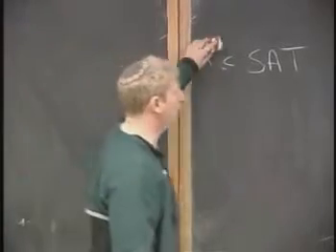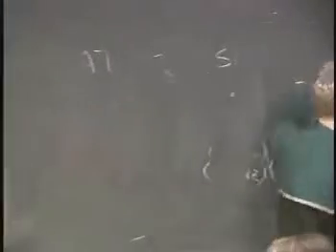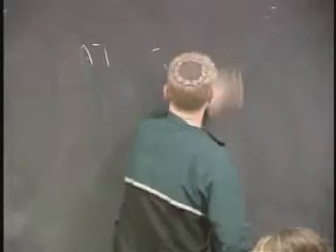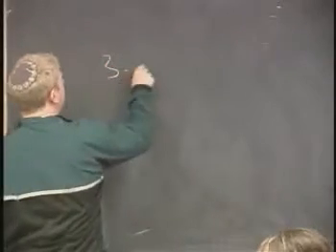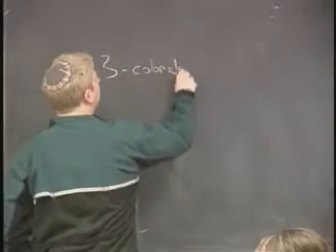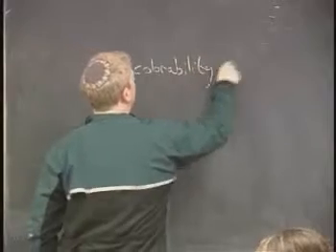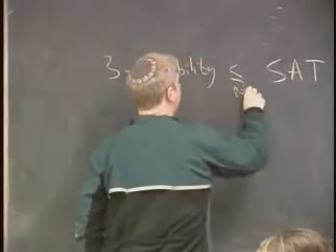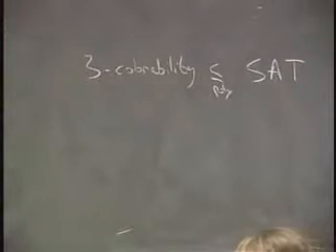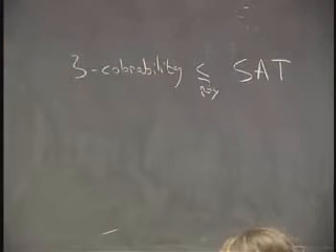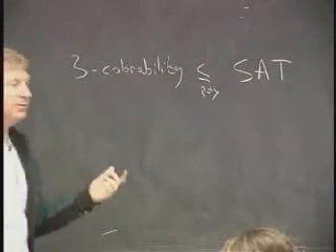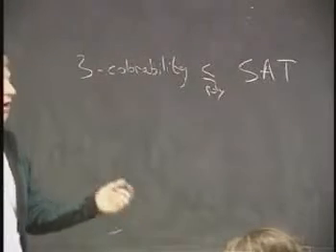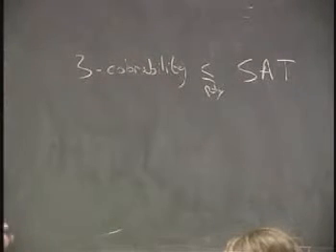So now we're going to do this reduction. We're going to do 3-colorability reduces to satisfiability, in polynomial time. 3-colorability is the problem where I give you a graph and I ask you, can it be colored with 3 colors or less? Yes or no? Can you color it with 3 colors or less? Yes or no?